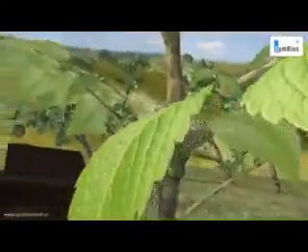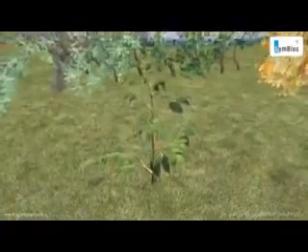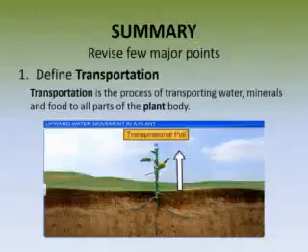Transport of food in phloem can be up or down the stem to reach all the parts of the plant. You can see how phloem tissue consists of less specialized cells, sieve tube cells, and their companion cells, and how the transport of food in phloem can be up or down through the stem. Hence, the transportation in plants is the function of xylem and phloem cells.